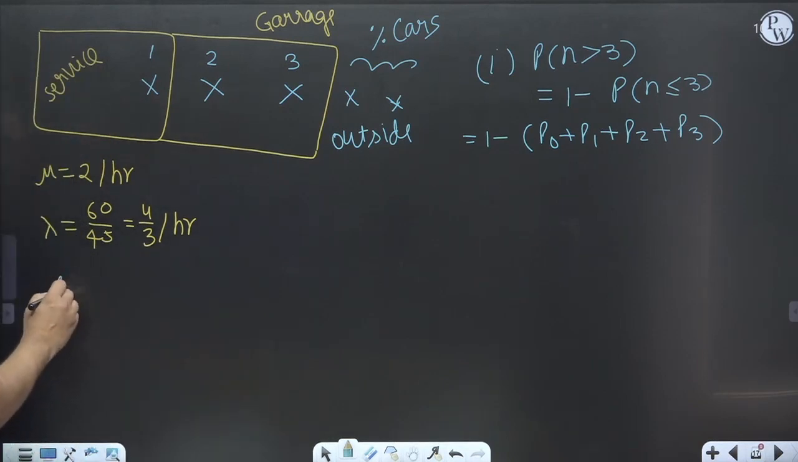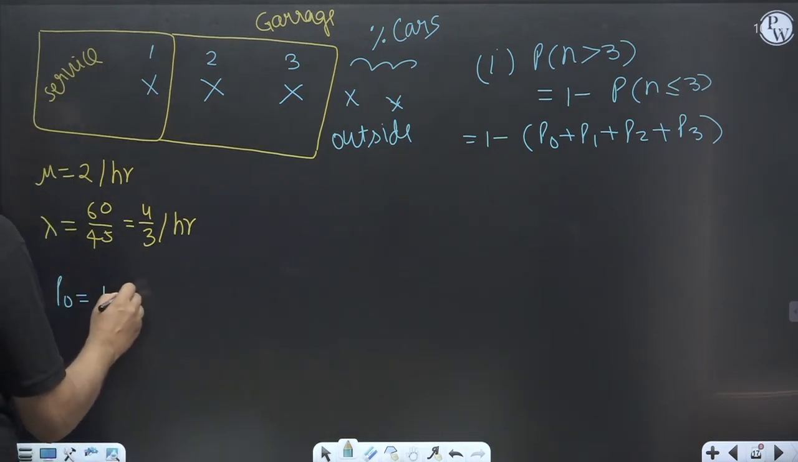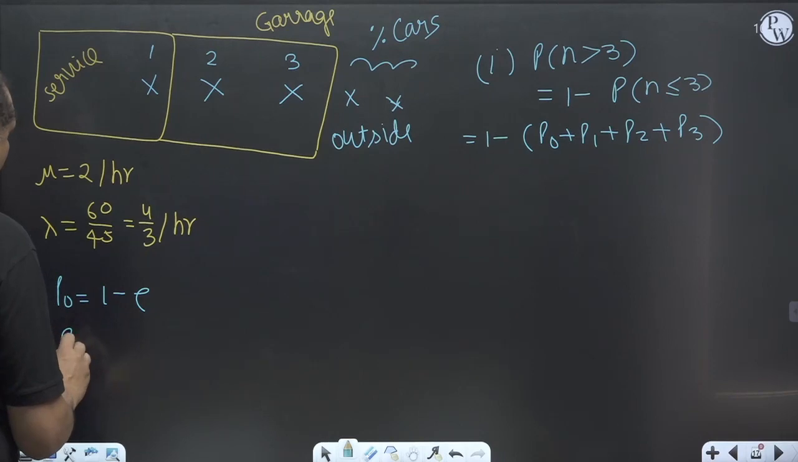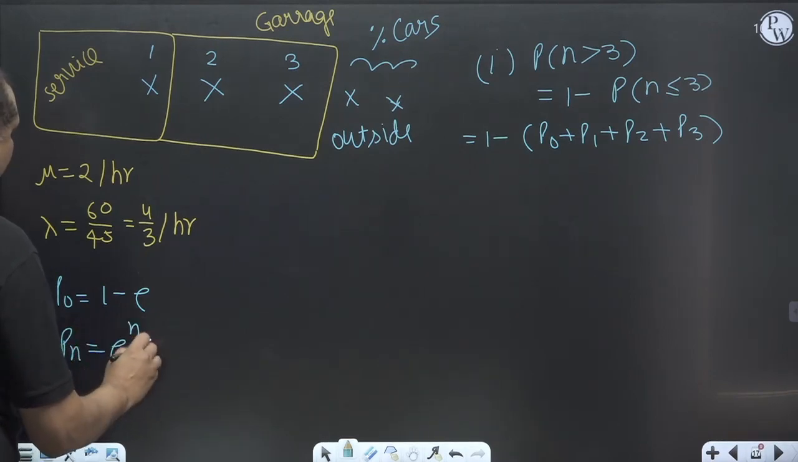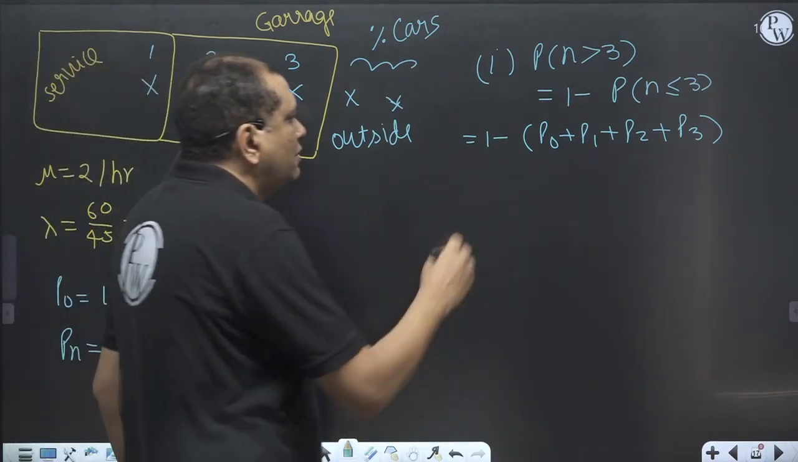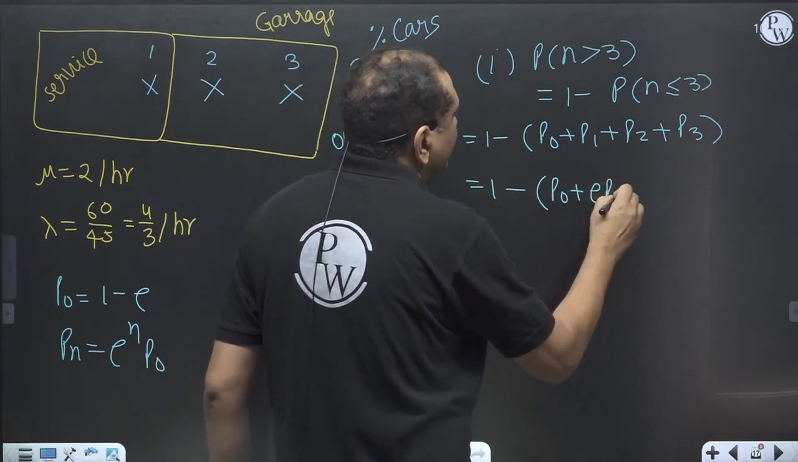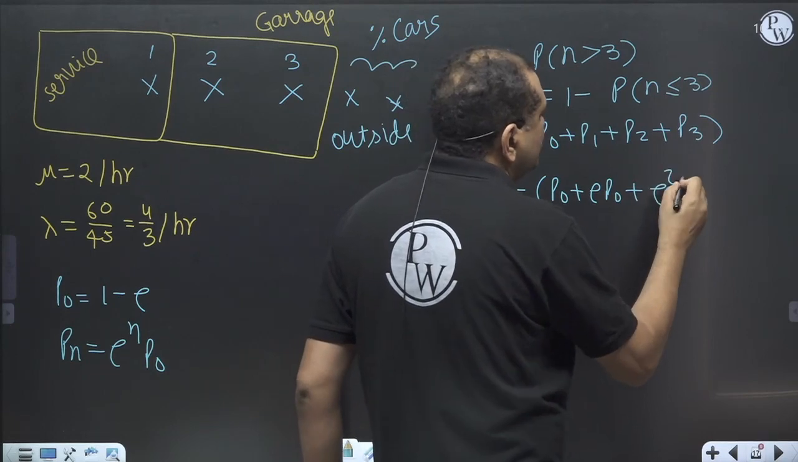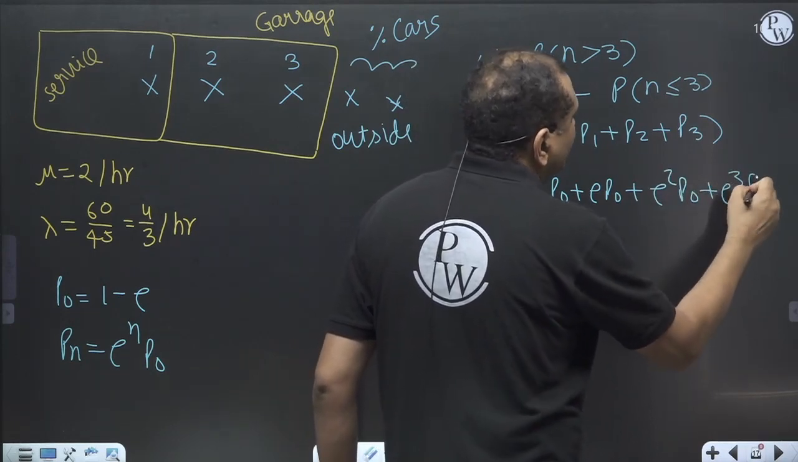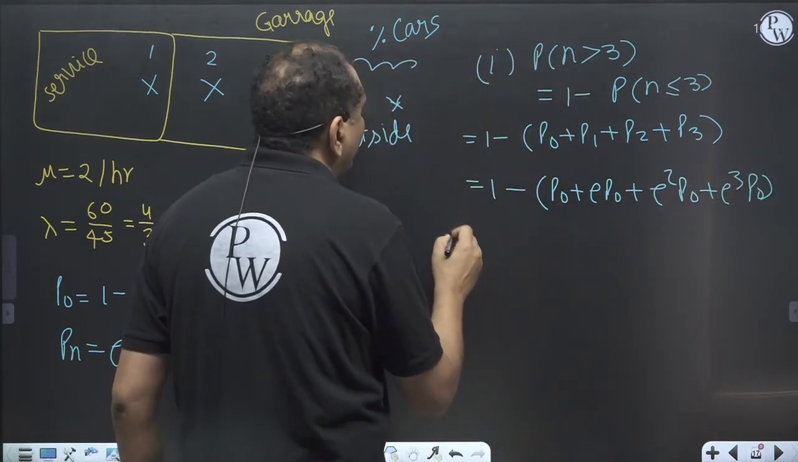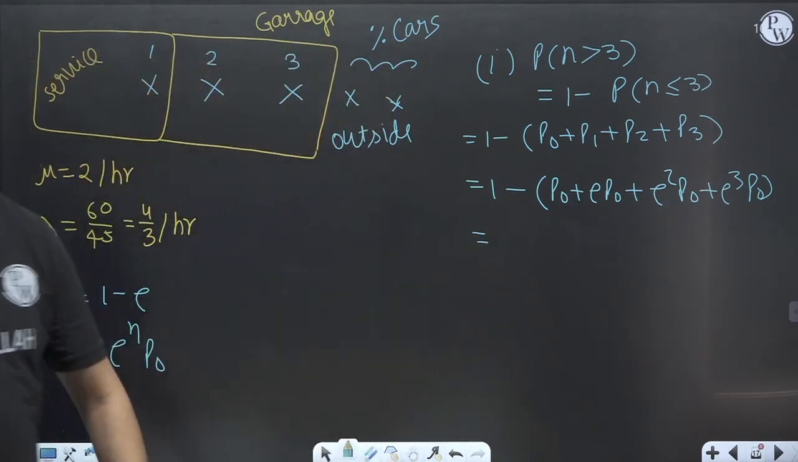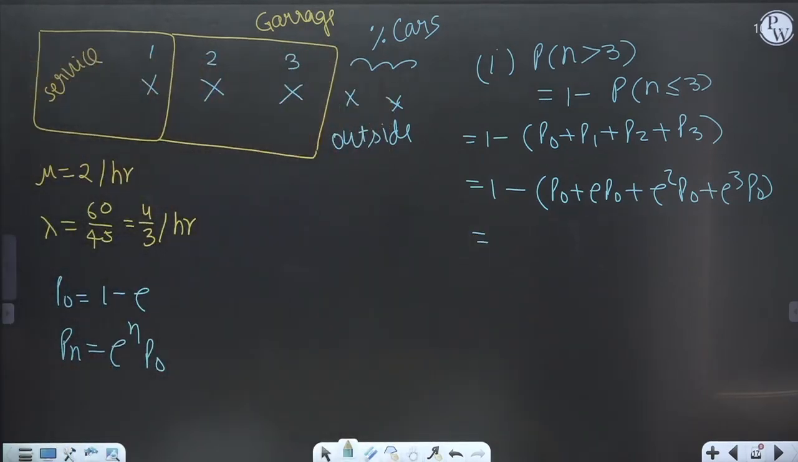P0 is 1 minus rho and Pn is rho raised to power n times P0. So 1 minus (P0 plus rho P0 plus rho square P0 plus rho cube P0). You know everything. Find out that probability. Can you do it quickly? Just waiting for 15 to 20 seconds.